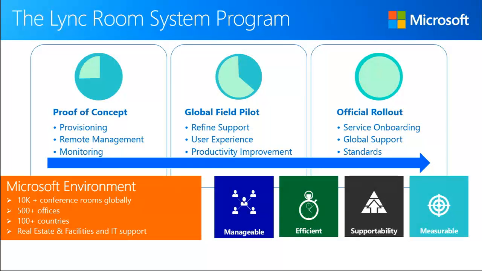And so what R&F and IT did is we sat down and said, okay, let's look at all the options for Lync room systems. Let's look at all the options for conference rooms. And we actually went through our pilot. We built a proof of concept where we identified our provisioning and what remote management we could use, and what our support structures were going to look like going into that global pilot. Because in the field, it's different than in Redmond.